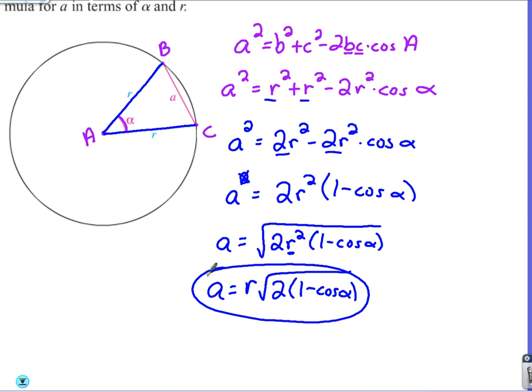Remember back, the square root of R squared sometimes needs absolute value bars around it. But when you square something and take the square root of it, it's always going to be positive anyway. And the radius is always going to be positive anyway. You really don't have to worry about that. What about 1 minus cosine alpha?